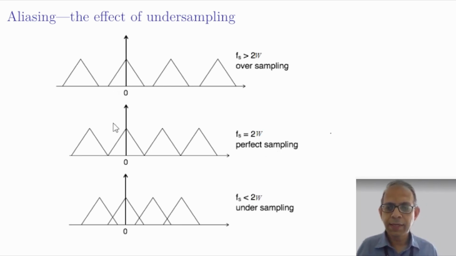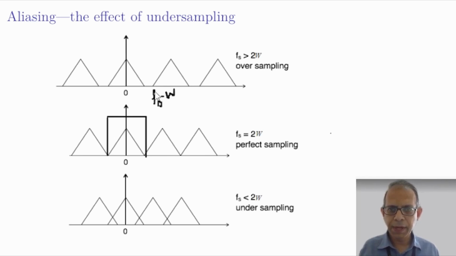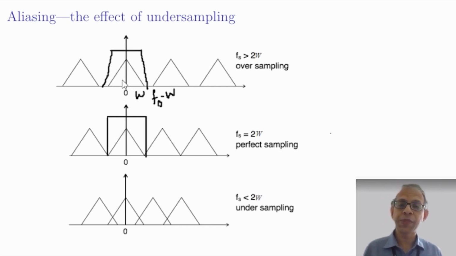That is, here we can use an ideal low-pass filter to extract the original spectrum. So this frequency is fs minus w, and this is w. If fs minus w is greater than w, then we say it is oversampling, and we can use a practical low-pass filter with some transition band, such that the cutoff frequency of the low-pass filter is greater than w but less than fs minus w. Then we can recover this spectrum, and therefore we can get the original signal back.